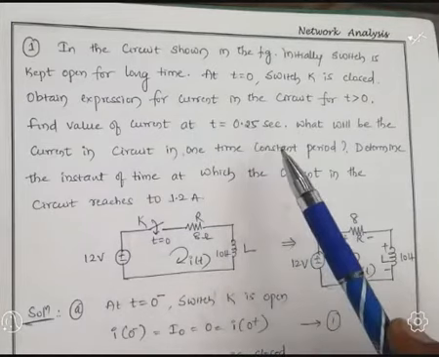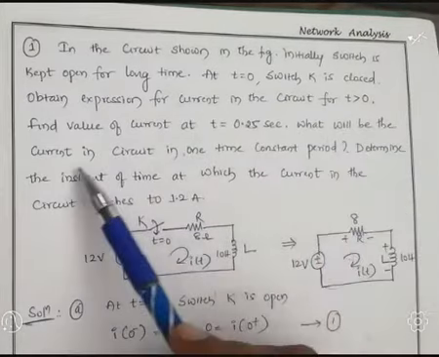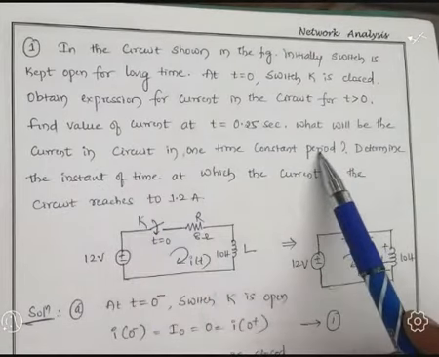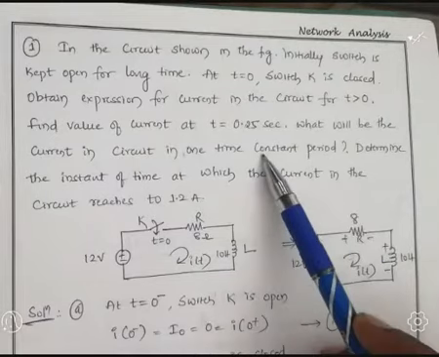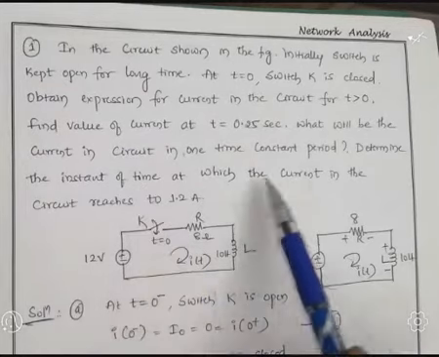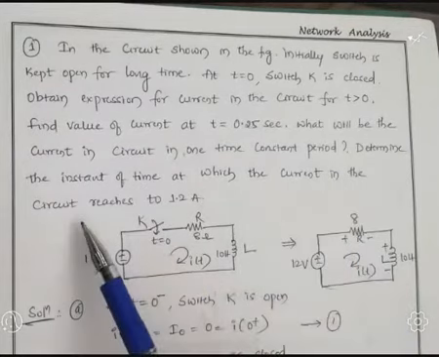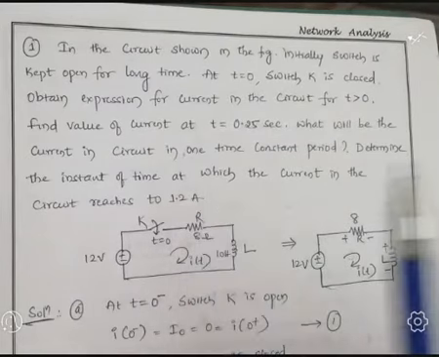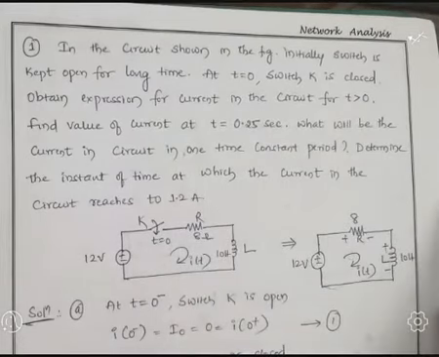Then what will be the current in this circuit in one time constant period, that is tau, at t equal to tau. Determine the instant of time at which the current in the circuit reaches 1.2 amperes. So this is the given problem. So this is the given circuit.